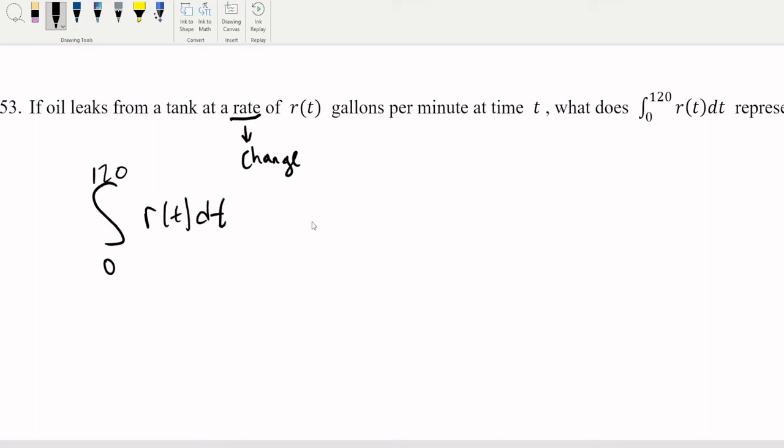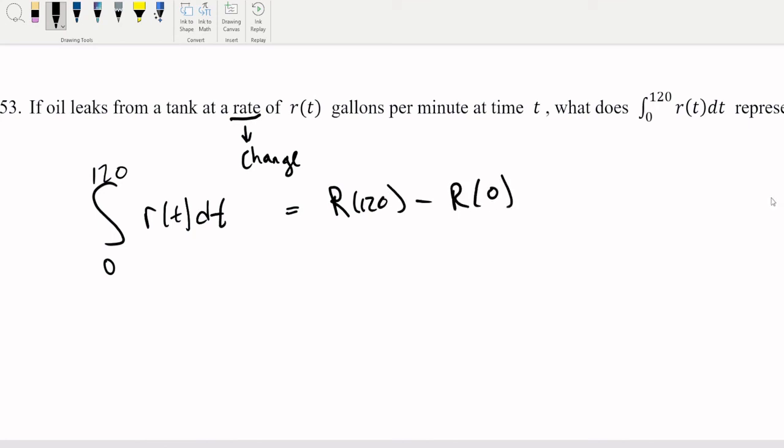Okay, so think about this. Oil is leaking from a tank at this rate. We know that this function is telling us how much oil is leaving the tank at any time t. Right, this instantaneous change. So what is this going to mean if I integrate that function that's representing the oil leaving the tank from 0 to 120? Well, you could think of it a bunch of different ways, but if you just go back to the evaluation theorem, this is going to be, you could just use big R if you want, big R of 120 minus big R of 0.